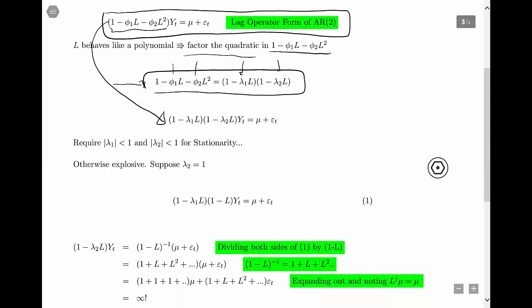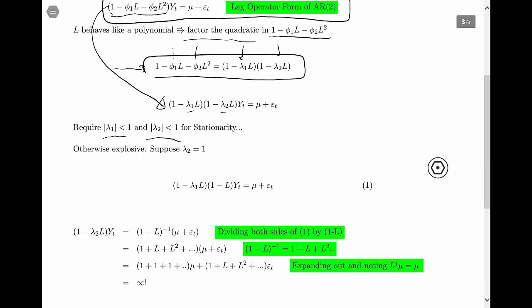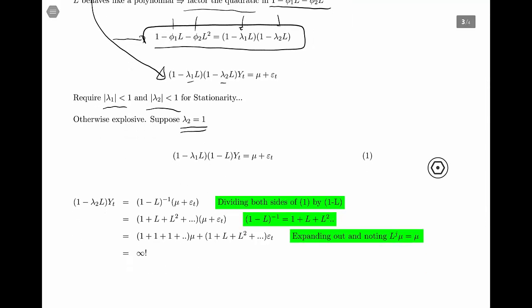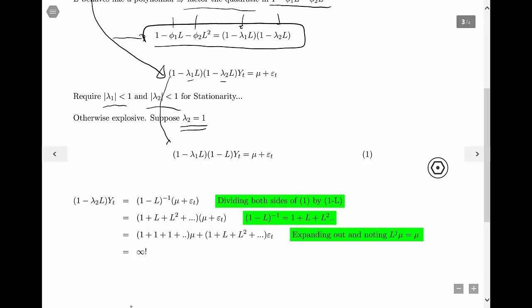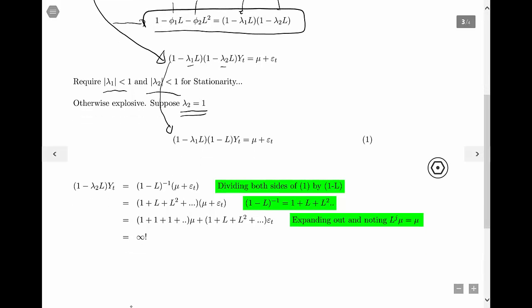And it turns out for stationarity, we need both of these roots to be less than 1 in absolute value. Why is that the case? Well, if either root was 1 or higher, the process would be explosive. Just take the case, for example, that lambda 2 equaled 1, where lambda 1 could take any value. Fix the case where just one of the roots is 1. Well, in that case, the AR2 looks like this. And again, L behaves like it's a polynomial, so we can divide both sides by 1 minus L, which is what we do here.